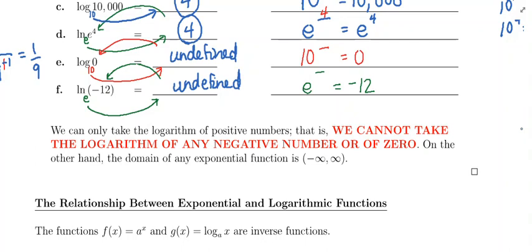On the other hand, if you have an exponential function and you want to plug in 0 or a negative number as your input, that's okay. So you don't have to worry about that issue with exponential functions. You can take the exponential of something negative or of 0. You just can't do it for logarithms. So please remember that red statement.